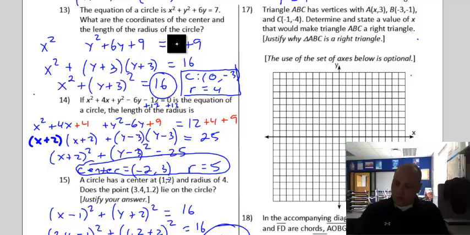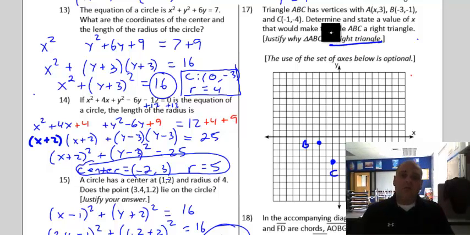All right, 2 more. So this triangle has these vertices: -3, -1, and -1, -4. So that's B and C. Now, you want to make a right triangle. It's a right triangle when we have a right angle. A right angle comes from perpendicular, and you should know by now that perpendicular is negative reciprocal slopes.